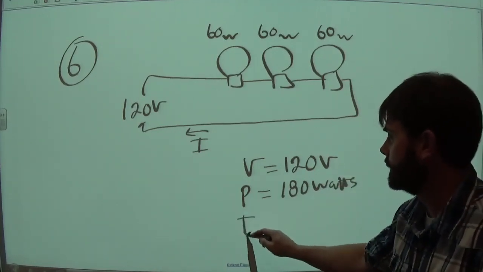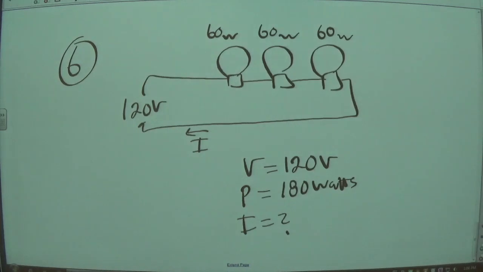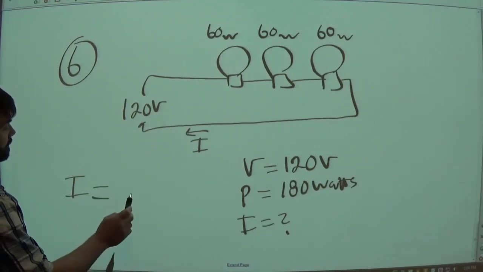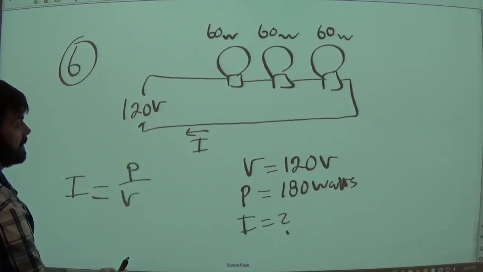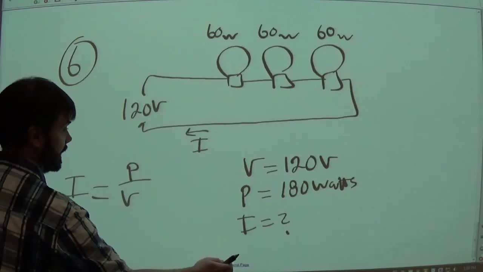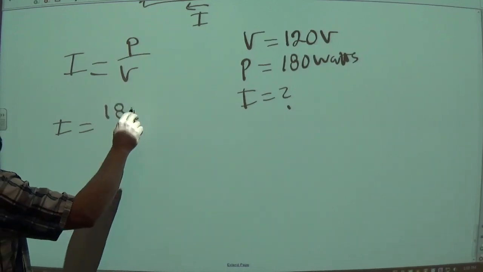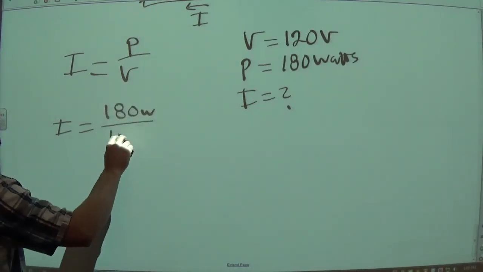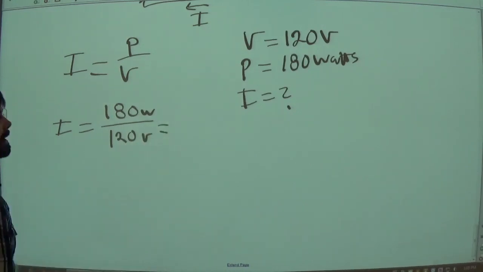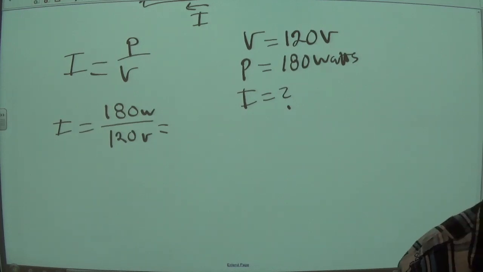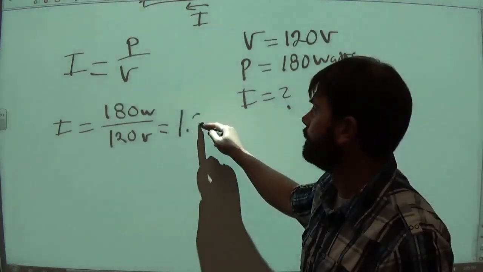If we want to figure out what the current is, we can rearrange our equation. We knew power was voltage multiplied by current, so then the current itself will be power divided by voltage. So let's plug in the values that we got. For power, we got 180 watts. And for voltage, we have 120 volts. And if we divide the 180 by 120, we get 1.5 amps.